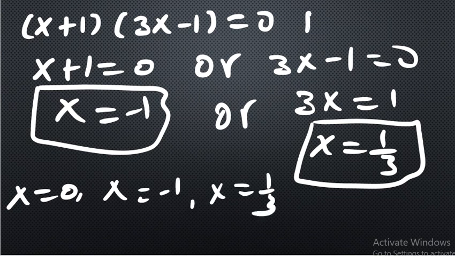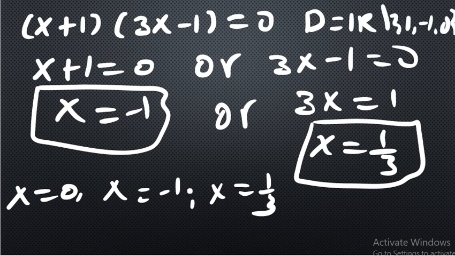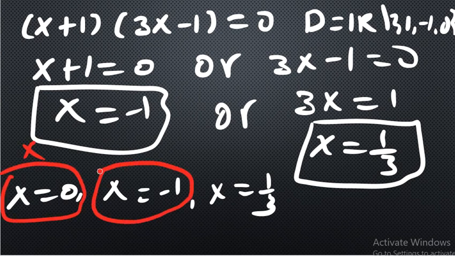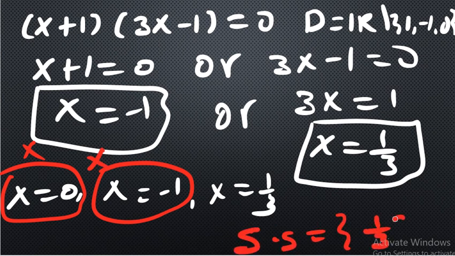But we stated the domain is equal to the real numbers without 1, -1, and 0. So which numbers are found in the excluded part? 0 is under the excluded part, so we will ignore this. And -1 also doesn't work because it's an undefined point. Finally, our solution set will be just 1 over 3. This is going to be the answer.